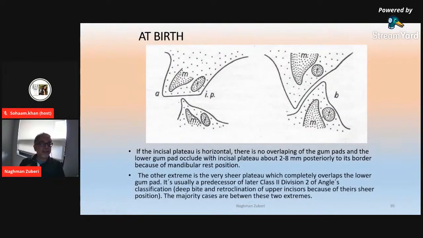If the incisal plateau is horizontal, there is no overlapping of the gum pads, and the lower gum pad occludes with the incisal plateau about 2 to 8 mm posteriorly to its border because of the mandibular rest position. The other extreme is the very sheer plateau, which completely overlaps the lower gum pad. It's usually a predecessor for the later development of class 2 division 2, where there will be deep bite and retroclination of the upper incisors because of their sheer position. The majority of cases are between these two extremes.